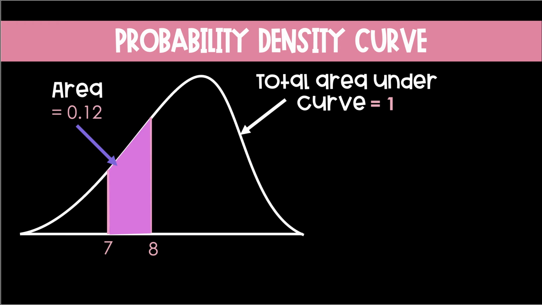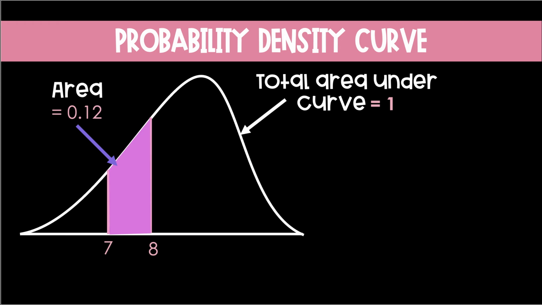We have two ways of interpreting this area under the curve. This area represents the proportion of the population whose values are between A and B, or in this case 7 and 8, and the probability that a randomly selected individual will have a value between 7 and 8. Again, the entire area under the curve is 1. And the probability density curve represents the probability distribution of a continuous variable.